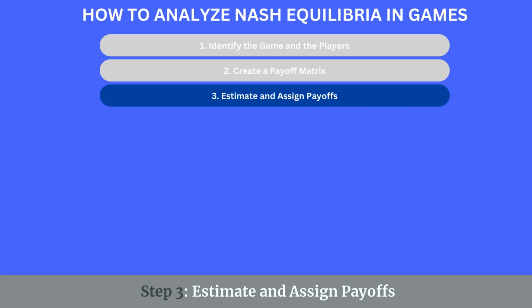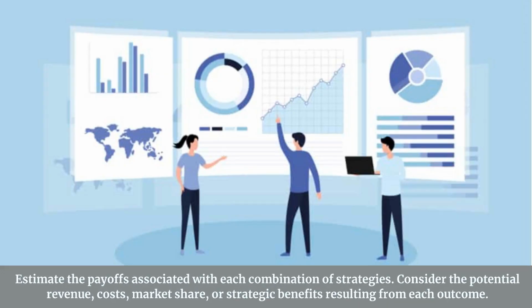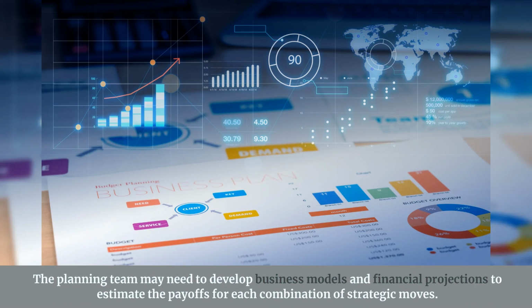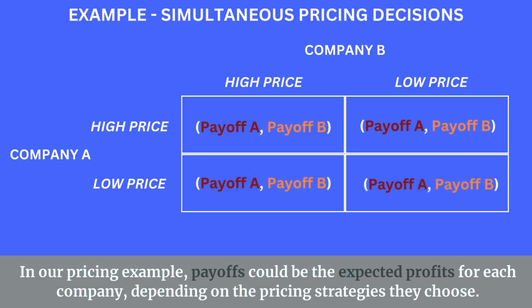Step 3. Estimate and assign payoffs. Estimate the payoffs associated with each combination of strategies. Consider the potential revenue, costs, market share, or strategic benefits resulting from each outcome. The planning team may need to develop business models and financial projections to estimate the payoffs for each combination of strategic moves. In our pricing example, payoffs could be the expected profits for each company, depending on the pricing strategies they choose.